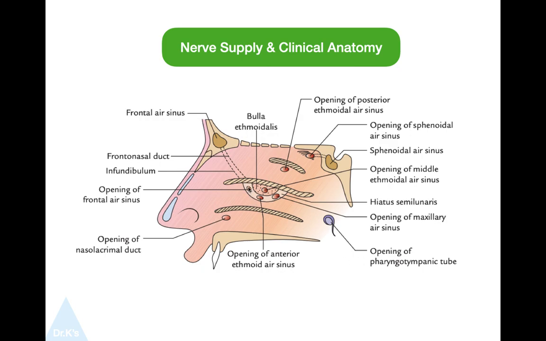Can you see here? This is the hiatus semilunaris. This is a projection formed in the middle meatus which we call the bulla ethmoidalis, formed by the middle ethmoidal air sinus. The anterior ethmoidal air sinus opens into the hiatus semilunaris, whereas the middle ethmoidal air sinus opens into the bulla ethmoidalis. The posterior ethmoidal air sinus alone opens into the superior meatus.